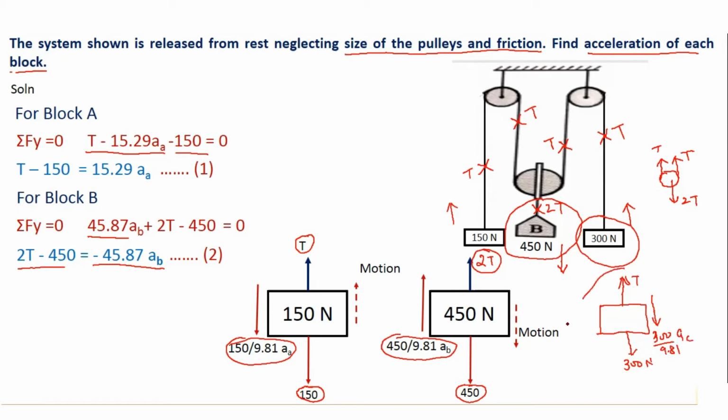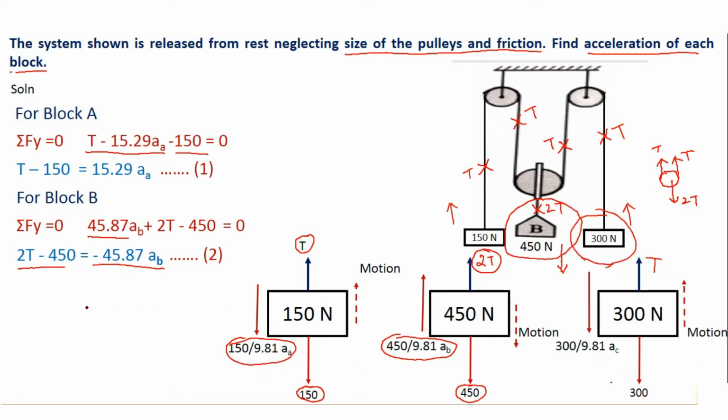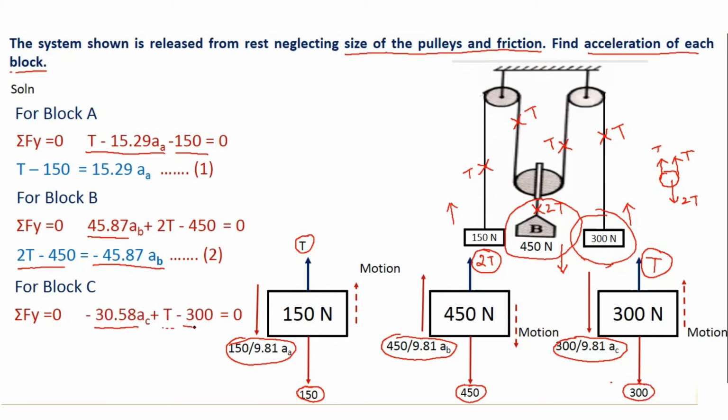Now we can apply conditions of equilibrium to this particular body. Let us start with that. Starting with block C, summation of Fy is equal to 0. I will have T going upwards, so positive T, minus 300 divided by 9.81 AC, minus 300 is equal to 0. So I will get minus 30.58 AC plus T minus 300 is equal to 0. On rearranging it, I will get T minus 450 is equal to 30.58 AC. Let this be equation number 3.